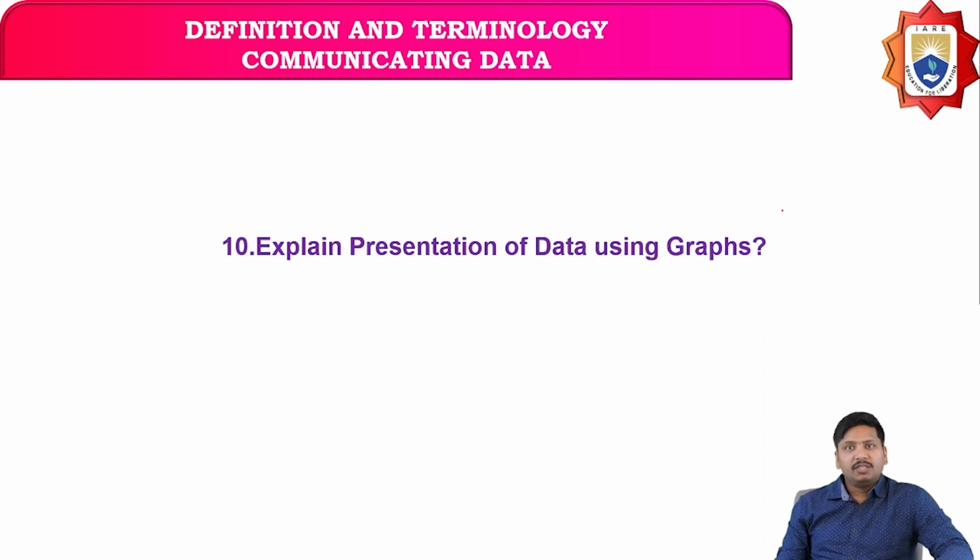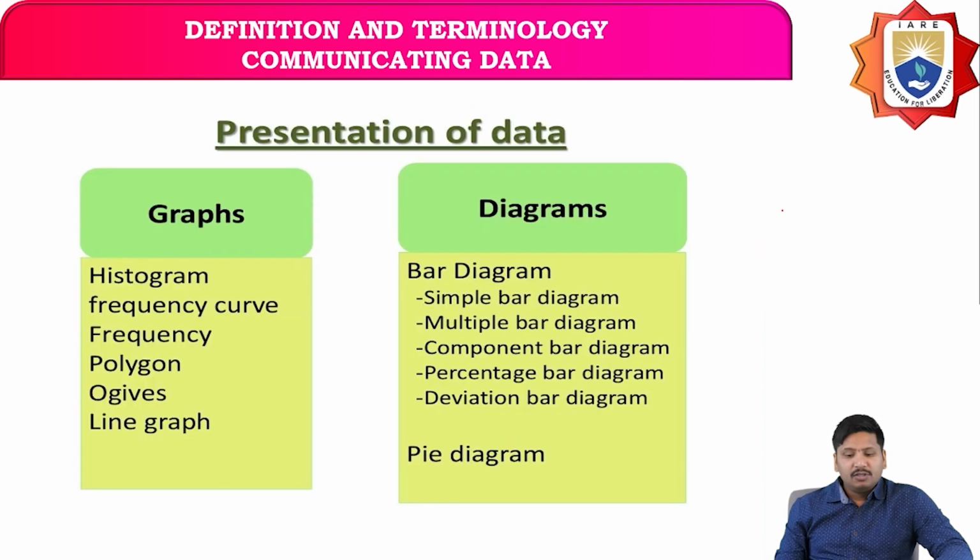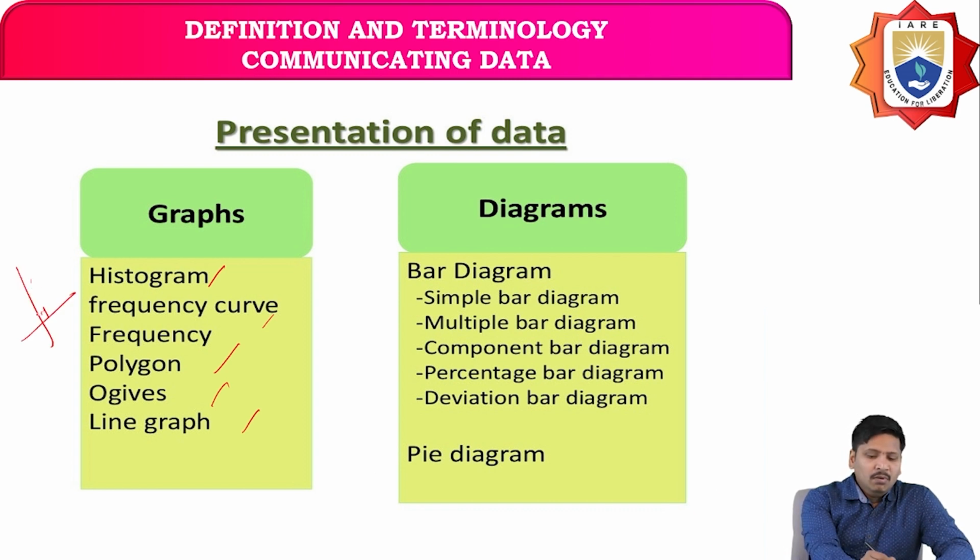Explain the presentation of data using graphs. The first one is graphs and diagrams. Graphs include histogram, frequency curve, frequency polygon, ogive, and line graphs. These are the different types of graphs that we have. For a histogram, there should be no space between the bars, then it is a histogram.